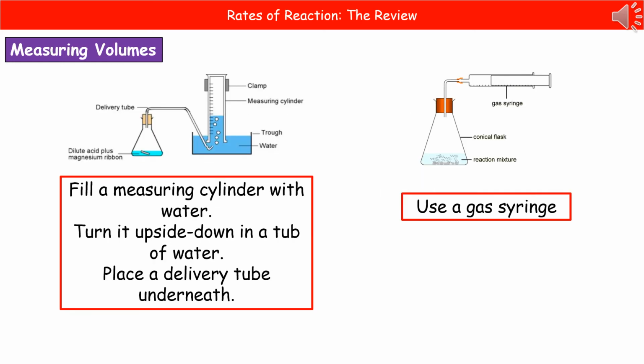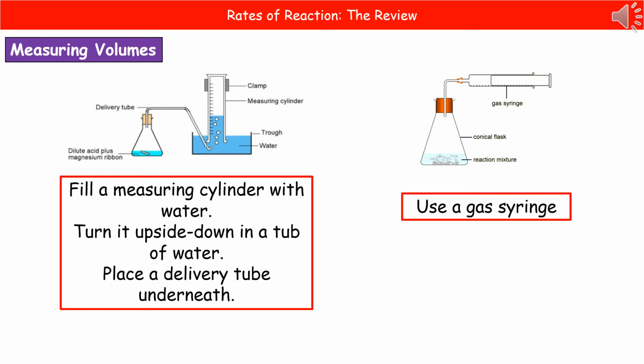When we've got an experiment that produces a gas and we're asked how we could measure the rate of it, one way is we can count bubbles, but that's not very accurate because the bubbles are all different sizes, so therefore have different volumes of gas, and it's highly likely to experience human error because you could miss some bubbles because they could be produced very quickly.